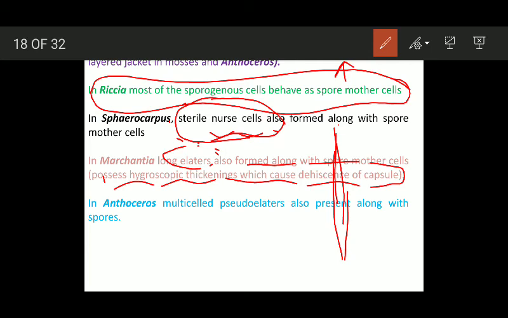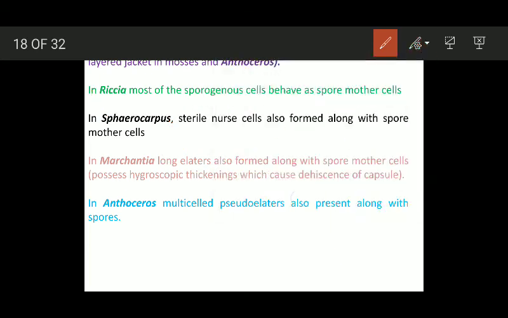In Anthoceras, however, there are no elaters. Instead, it contains multicellular structures which are known as pseudoelaters. These are known as pseudoelaters because in these there are no hygroscopic thickenings.